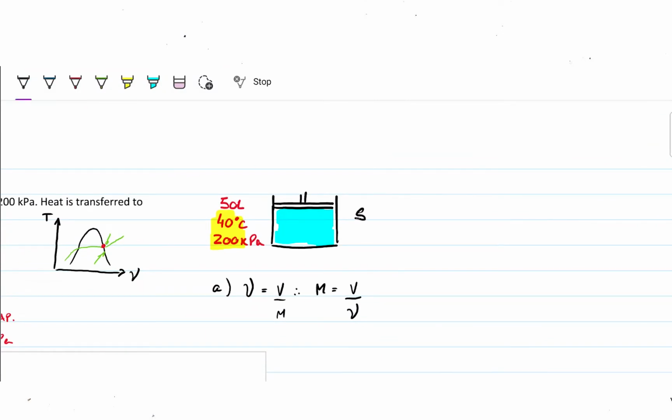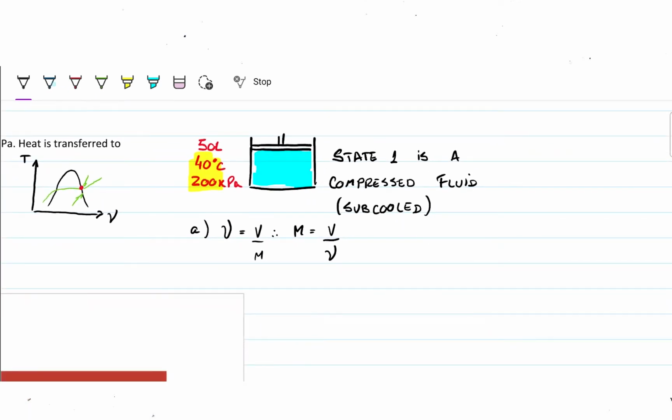Okay, so let's write that down for our own sake. So state 1 is a compressed fluid, or a subcooled fluid, same thing. You're going to see different books call it different things, subcooled or a compressed fluid. So what does that mean? Well, that means that if we want to grab properties for this fluid, I need to first identify whether my pressure is big or not.